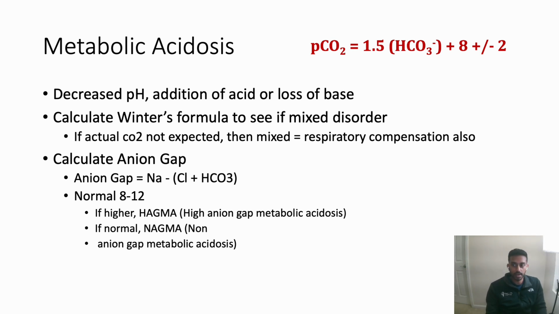The next thing you do is calculate anion gap. Anion gap is sodium minus chloride plus bicarbonate. The normal is 8 to 12. If it's higher than that, then it's HAGMA, or high anion gap metabolic acidosis. If it's normal, then it's normal anion gap metabolic acidosis, or NAGMA.